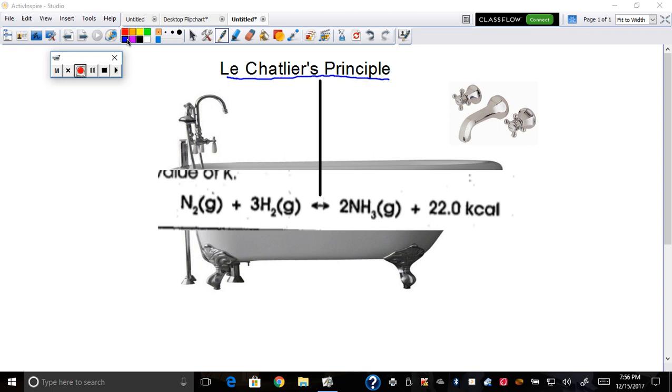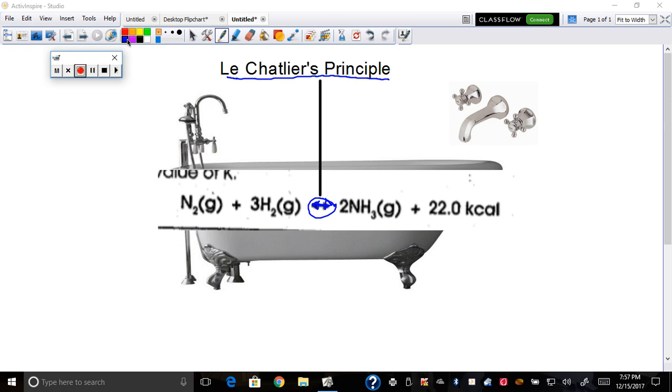Le Chatelier's principle. It's French. Le Chatelier's principle has a reaction. It's talking about reactions with double arrows. Double arrows mean the reaction can go back and forth. You can make it go one way, or you can turn it around and make it go the other way.